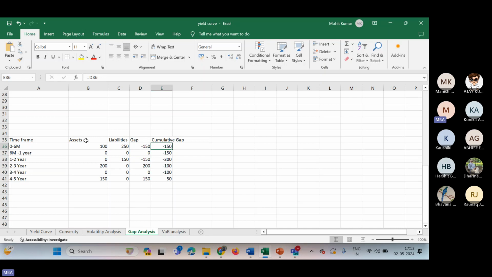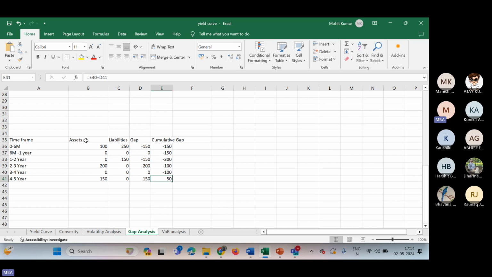Cumulative gap here would become 150. From 150 it would be 150 in 6 months to 1 year. Then it will become 300 because again you have 150 liability. Then it will become less because this time you have assets also, and when you do the accumulation it will be 100 million only because you have 100 million extra assets. And then it will become minus 100 million because there is nothing in 3 to 4 years, and finally you have only assets of 150 million, and then your cumulative gap would be 50 million, which is positive.